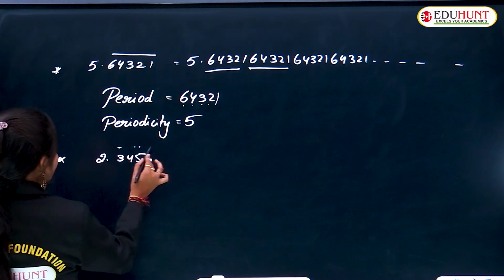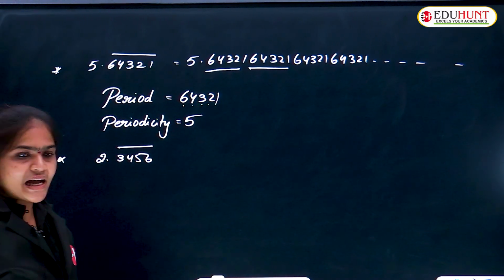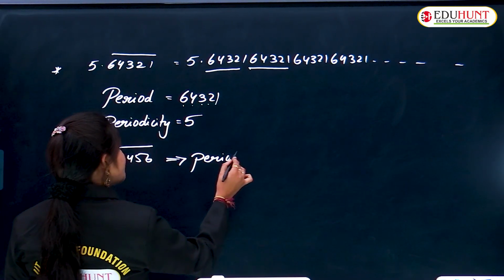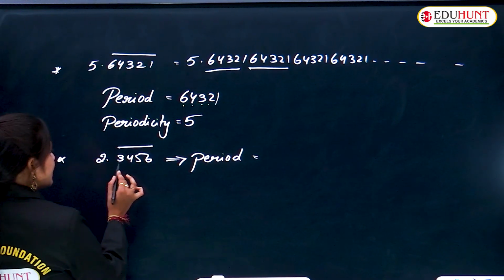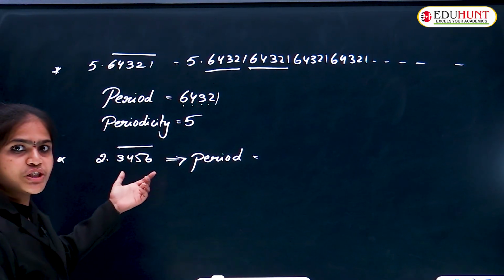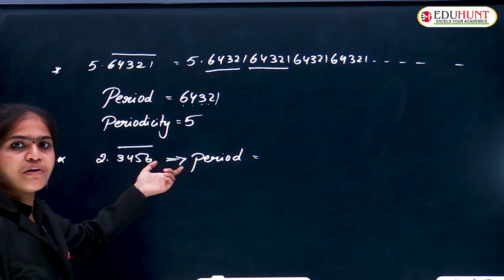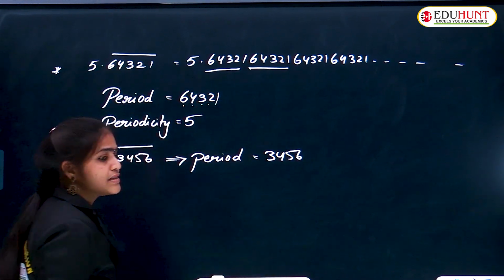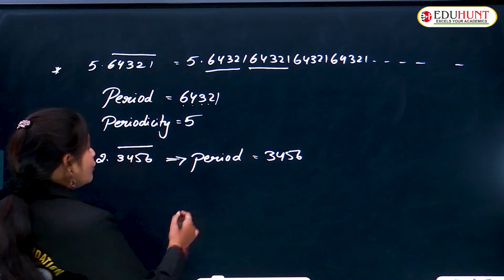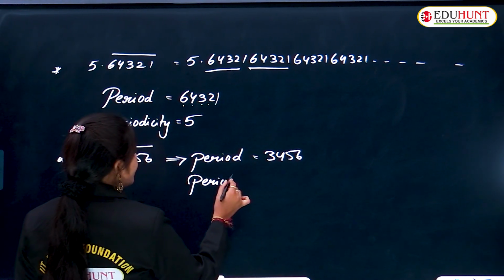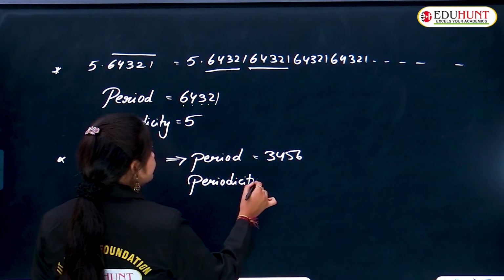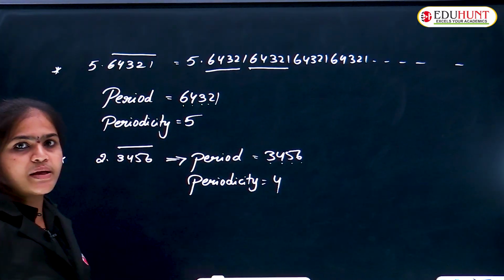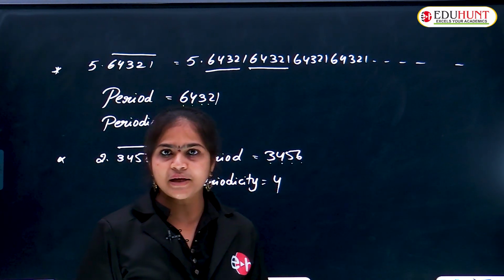2.3456, with the bar symbol on 3456. Now which one is the period here? Which number is in repetition, meaning on which number we have the bar symbol? 3456. So 3456 is the period. Now the periodicity: how many digits are in repetition? 4 digits are in repetition. That's why the periodicity is 4. Am I clear to you?